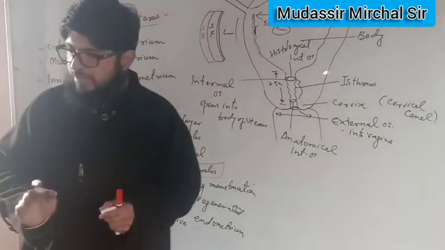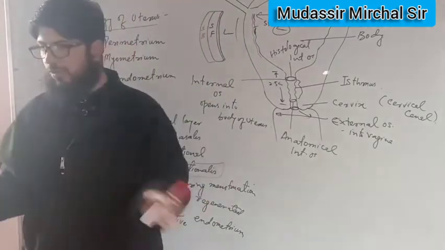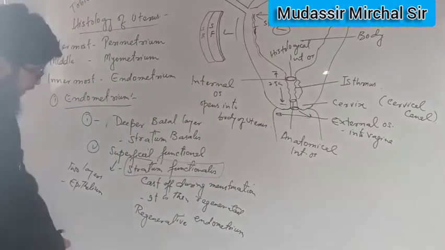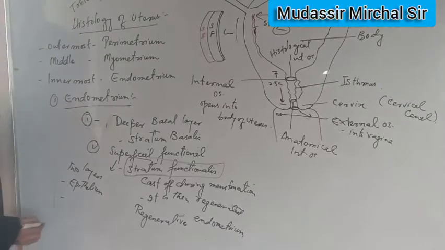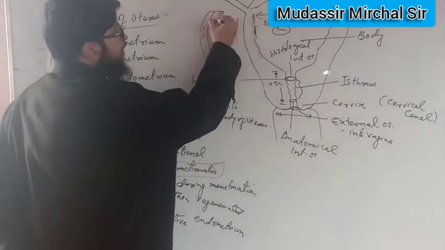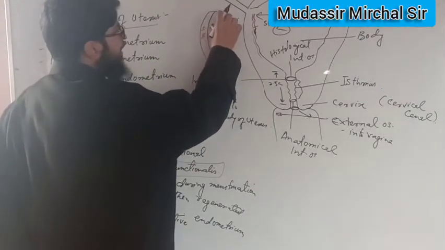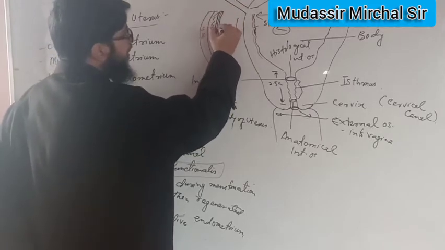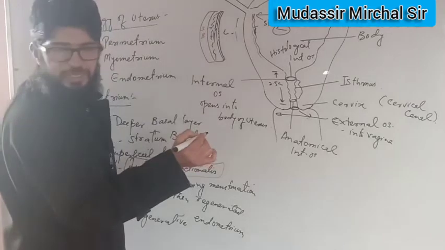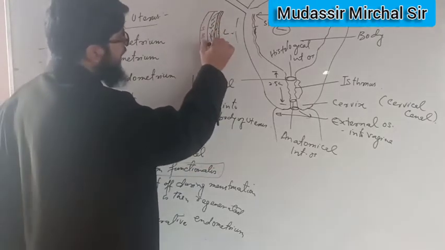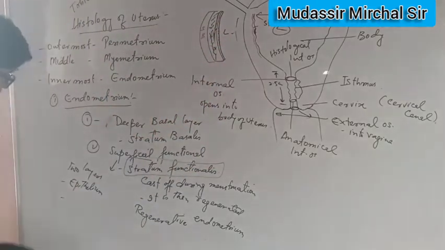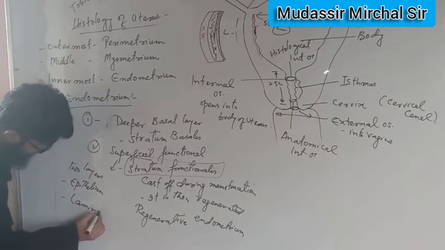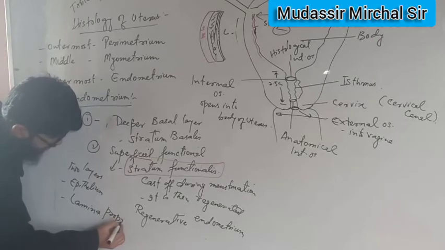Epithelium is the layer which covers the cavity, the organs, the organ system. You are okay with that? Inner to the epithelium, that means deeper, the layer that remains is called lamina propria.